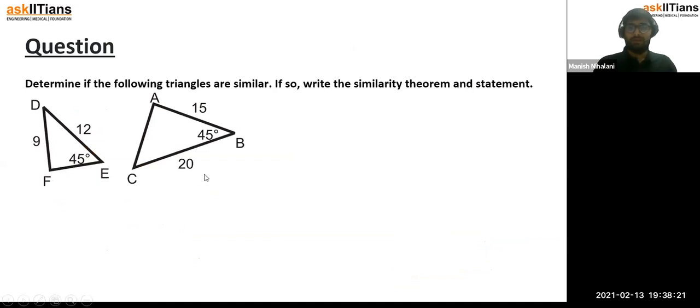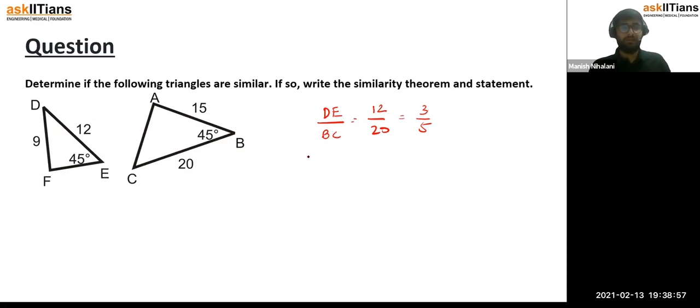So let's quickly check with this, and we have a question now. Determine if the following triangles are similar. If so, write the similarity theorem and the statement, right? So we have triangle DFE, wherein DF side is given. Which is the biggest side here? We can see DE, and which is the biggest side here? We can see BC. So what is the ratio of them? 12 by 20, which is nothing but 3 by 5, right?